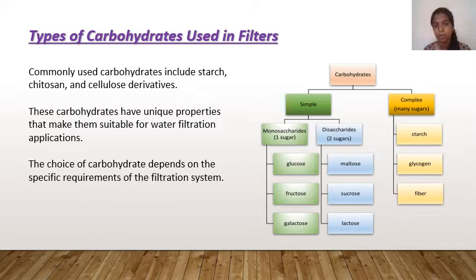Here, there are two types of carbohydrates. First are the simple and second the complex carbohydrates. Complex carbohydrates are also known as polysaccharides. Simple carbohydrates are further classified into two types: monosaccharides and disaccharides. In monosaccharides, glucose, fructose and galactose come. In disaccharides, maltose, sucrose and lactose come. In the complex carbohydrates, there are three types: starch, glycogen and fiber. So this is all about the classification and types of carbohydrates used in the filters.